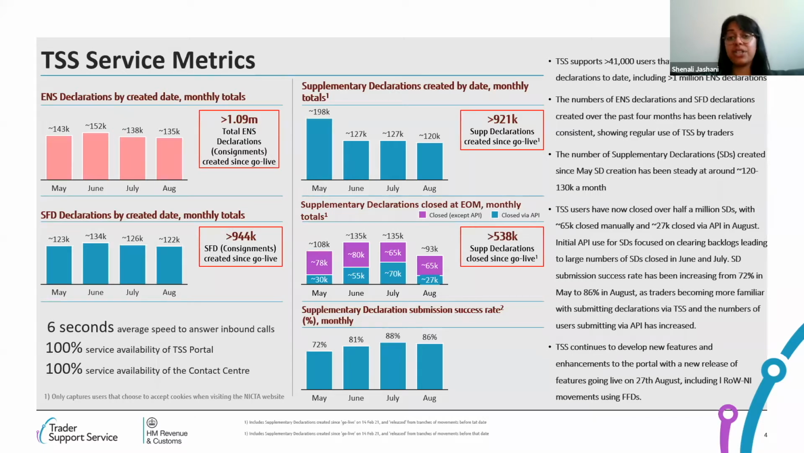As you can see, our service stats are doing really well. So 6 seconds on average to answer calls. We've had 100% availability. The system has never gone down. So, we really are trying to push that digital agenda.